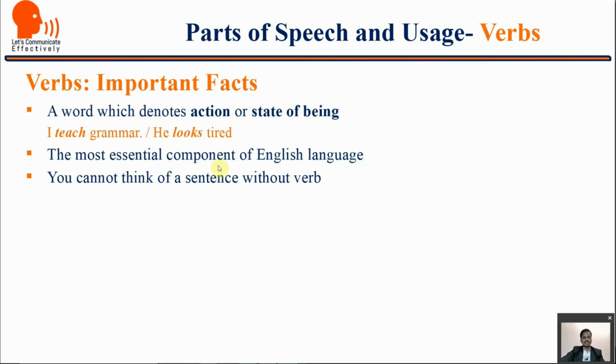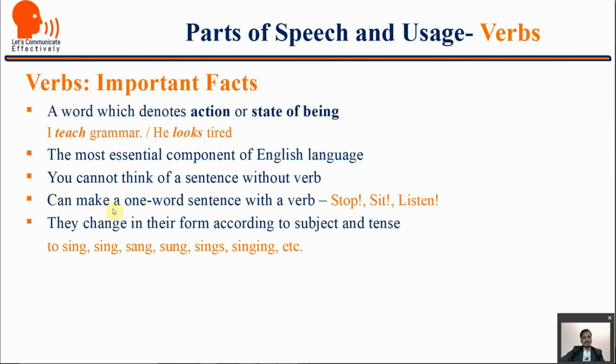The most essential component of the English language is the verb. You cannot think of a sentence without a verb. We can make a one-word sentence with the help of a verb, for example, stop, sit, listen. They change in their form according to subject and tense, like to sing, sing, sang, sung, sings, singing, etc.